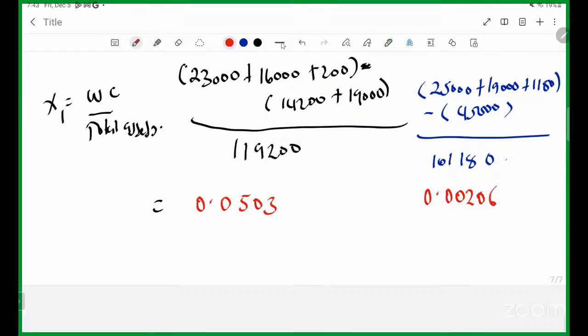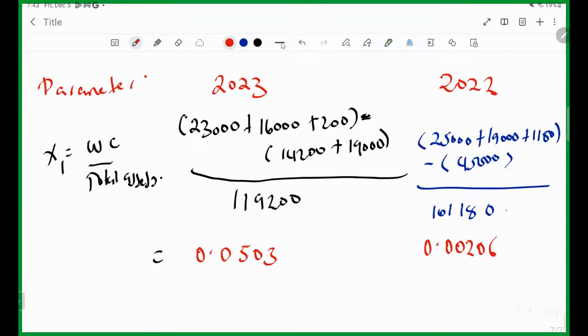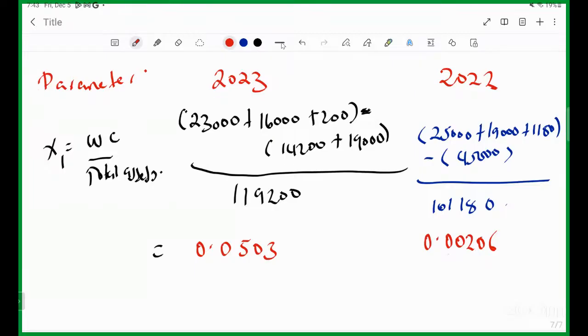Now we are done with X1. Isn't this very simple? These are things that don't even have tricks at all. Simple, you do, you go.